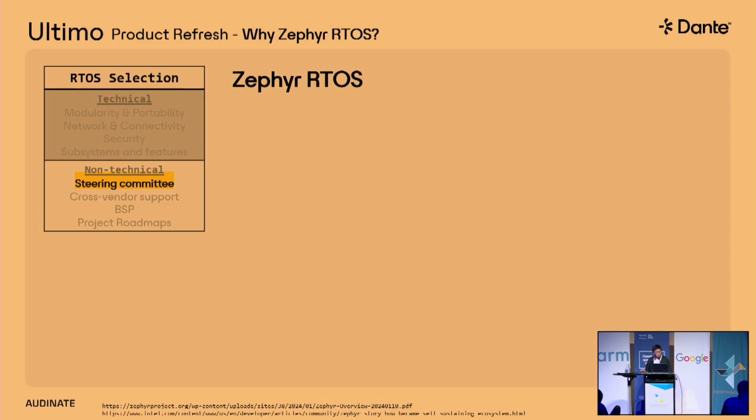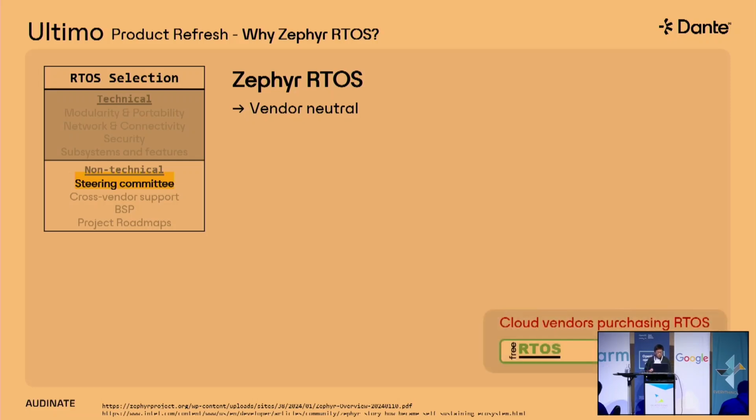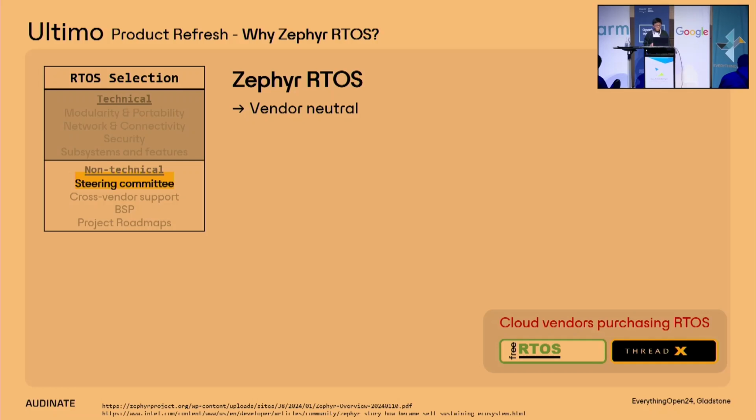When we started looking at real-time operating system options, there were a few options that we were considering, and we later on decided on Zephyr RTOS mainly because of one driving factor: it is vendor neutral. We used to use FreeRTOS, and the other option we considered was ThreadX. FreeRTOS, being the open source, most widely used real-time operating system before, and probably still is, was bought out by Amazon in 2017 as part of their cloud strategy.